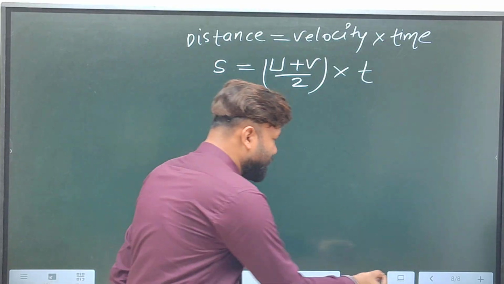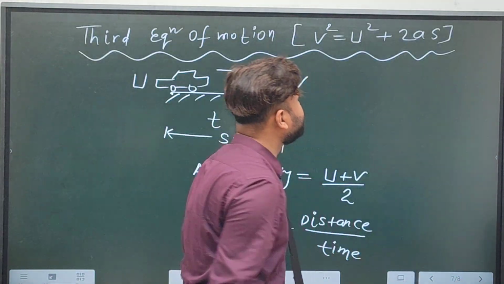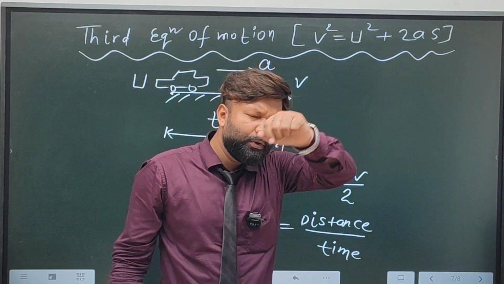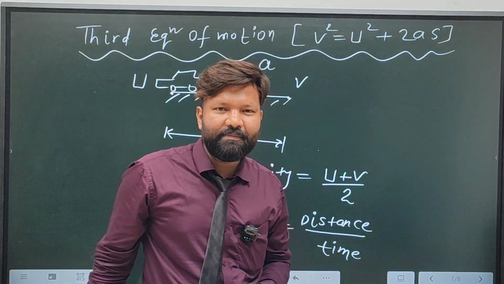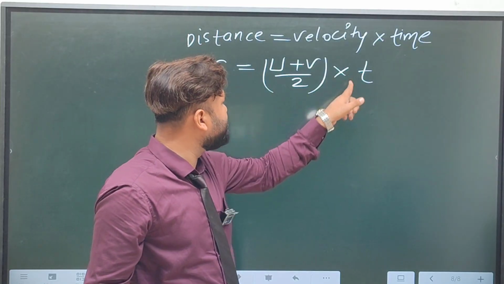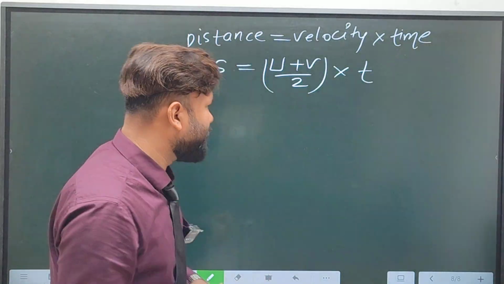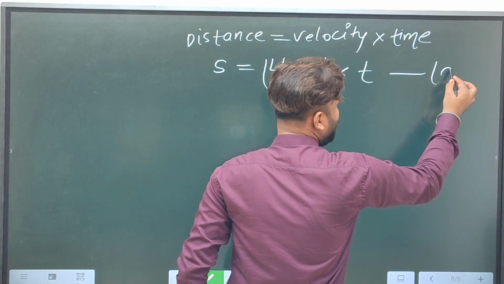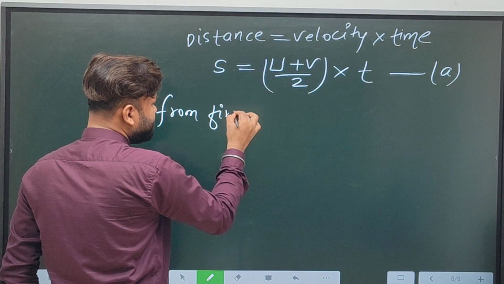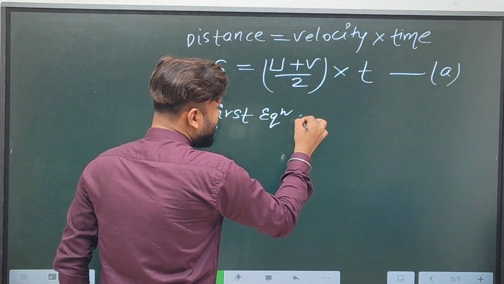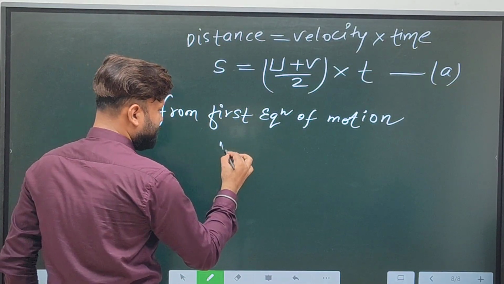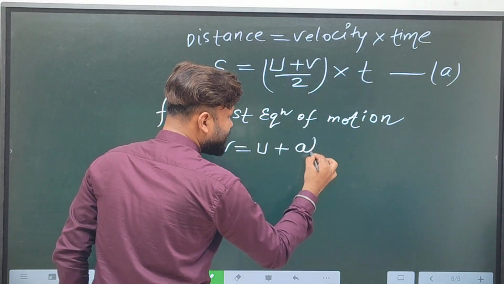One thing I just want to tell you students, in this equation, third equation of motion, v square is equal to u square plus 2as. Now you just tell me, are you finding any t, time t, in this equation? No. So our motive is to remove the value of t, and we put the value of t from first equation of motion. So students, suppose this is the equation A, and from first equation of motion students, that is v is equal to u plus at.